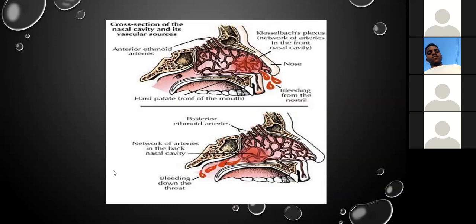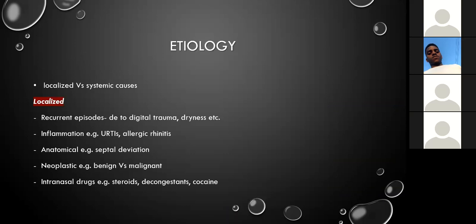So when we look at the causes, we classify them as localized or systemic, where the localized causes are mostly in the nasal cavity, while systemic causes, like the word says, are systemic. So for the localized, it can be due to digital trauma or dryness over the mucosa that overlies the Little's area, so it's prone to break down and then you have bleeding.